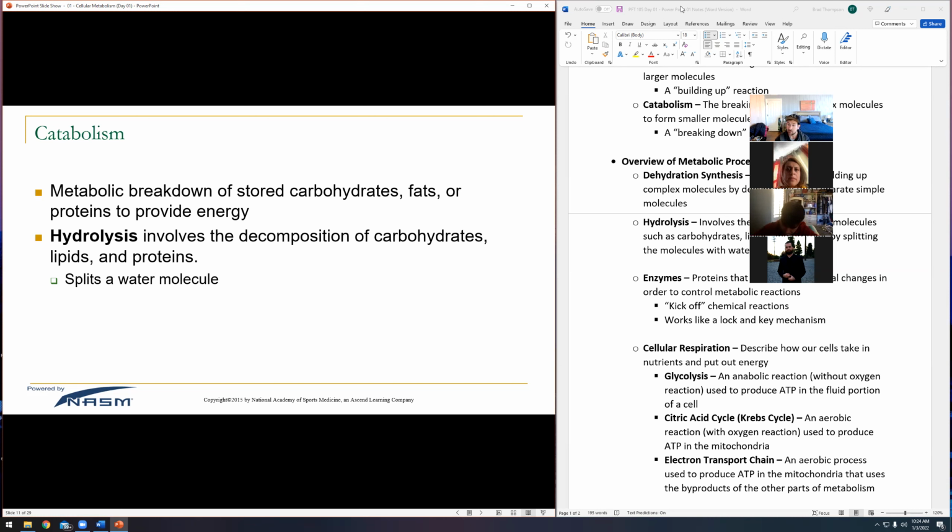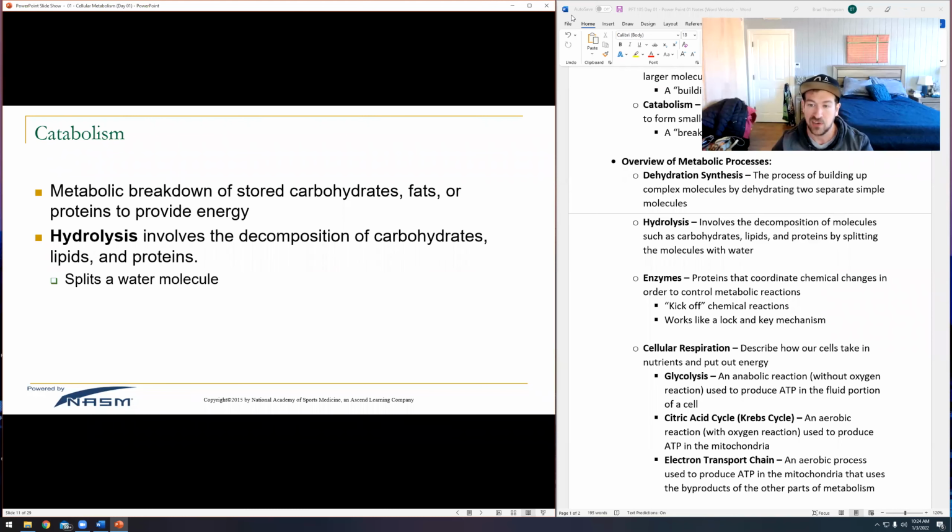And how does it do it? It does exactly the reverse of what we just talked about. Instead of pulling water out and combining stuff, water shoves itself in between and pushes that over there and pushes that over there. And that is what we call hydrolysis. Hydro from the word meaning water, lysis meaning a chemical reaction. So this involves the decomposition of molecules. You've got something complex and you decompose it, break it up, such as carbohydrates, or maybe even fats or proteins, by splitting the molecules with water.